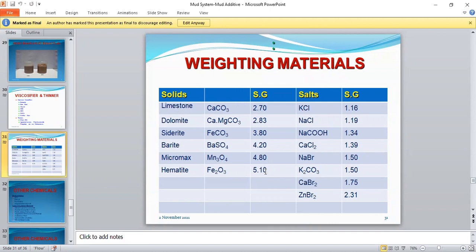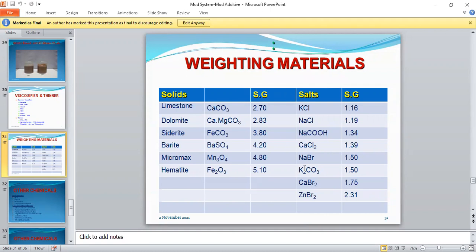Their SGs are as follows. We also have KCl. KCl can be used for weight up, especially when you're doing completions when you're using brine alone. Sodium chloride too can do the same thing. Sodium carbonate hydroxide can also give you. Calcium chloride is frequently used. Sodium bromide is being used. Calcium bromide is being used. Potassium carbonate is also being used. Some of them are in liquid form.